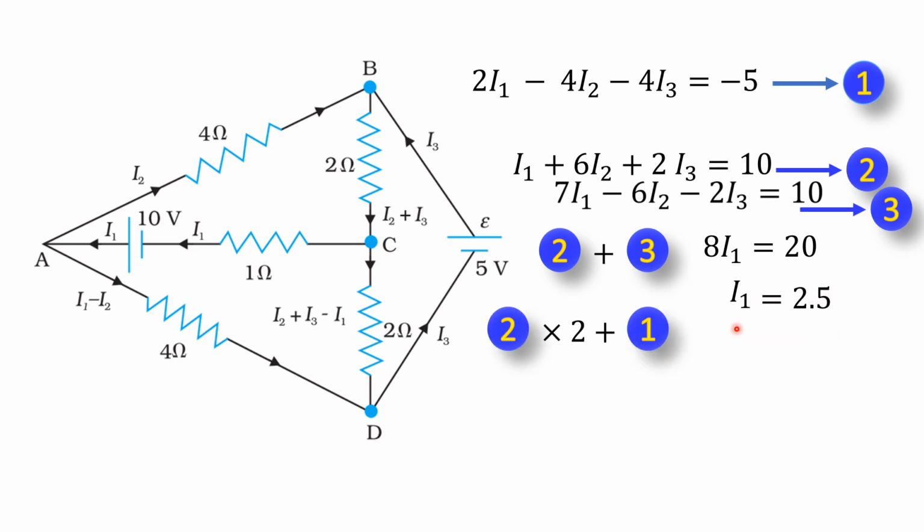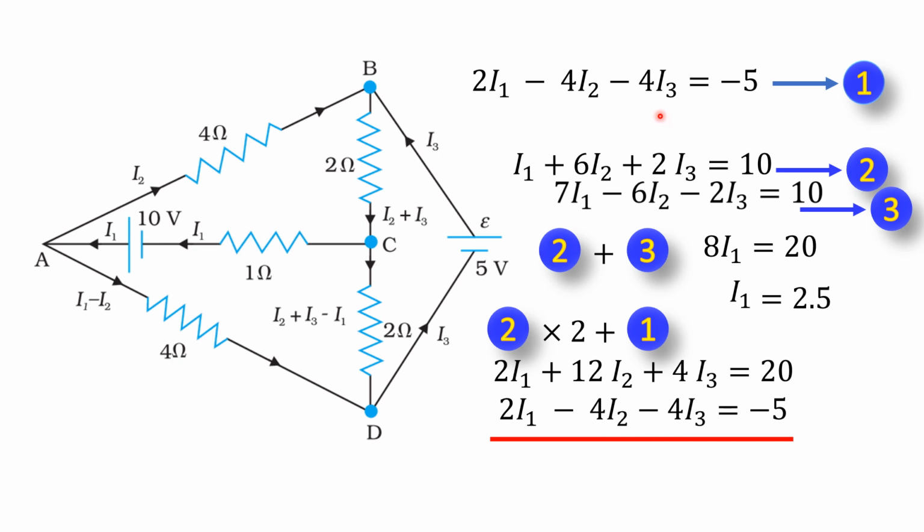Next, we multiply the second equation by 2, that is 2I1 plus 12I2 plus 4I3 is equal to 20. Then adding this equation with the first equation, the plus 4I3 and minus 4I3 will be cancelled out. So 4I1 plus 8I2 is equal to 50.